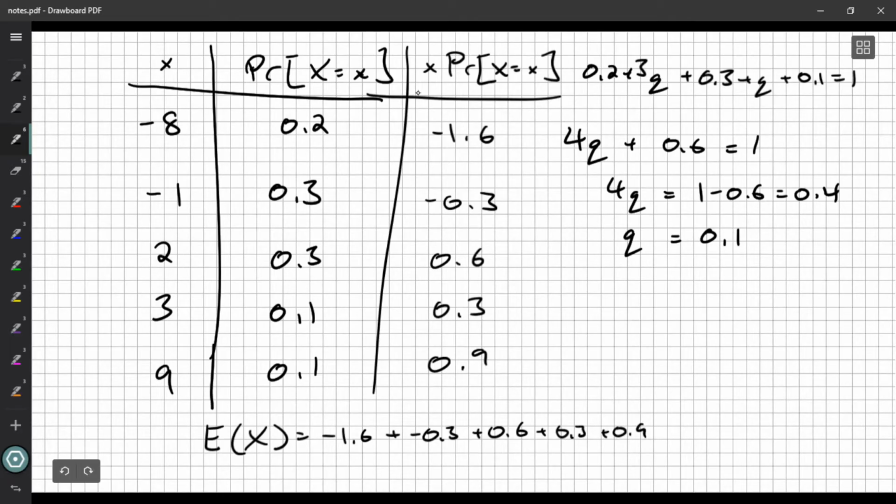Okay, 0.6, 0.3, and 0.9 is 1.8. Negative 1.6 and a negative 0.3 is negative 1.9. And so the expected value of x is negative 0.1.